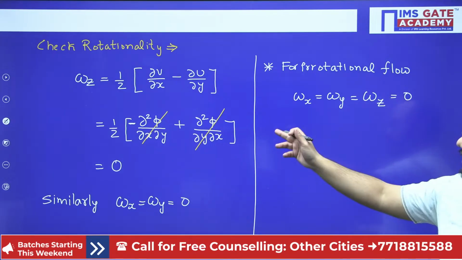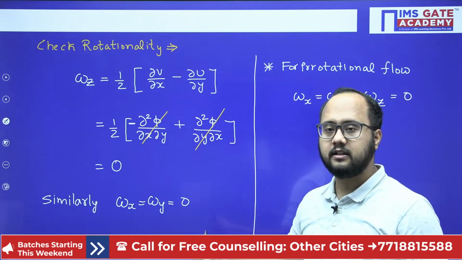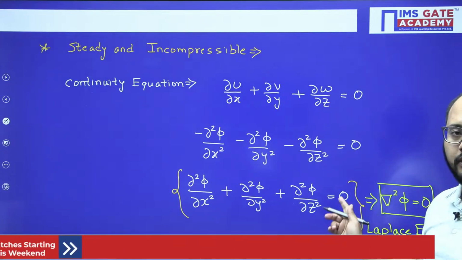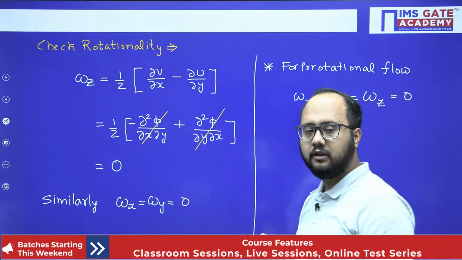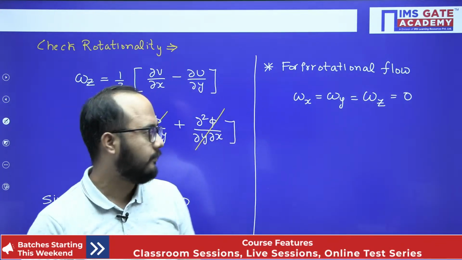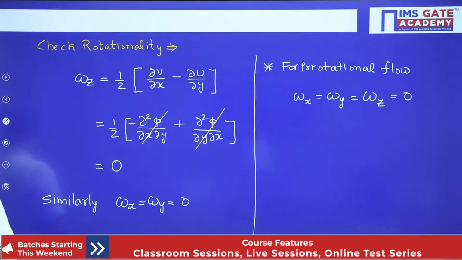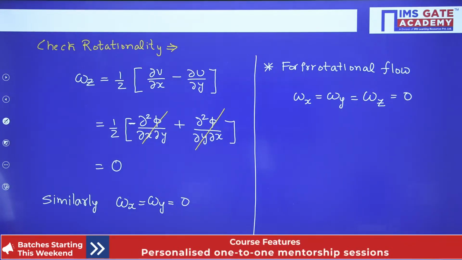So rotationality we have checked, all the components we are getting are 0. So finally we will note that point down also. But see, this VPF, that is velocity potential function, is applicable for irrotational flow. Okay, I hope till now everything is clear. Any doubts till now?